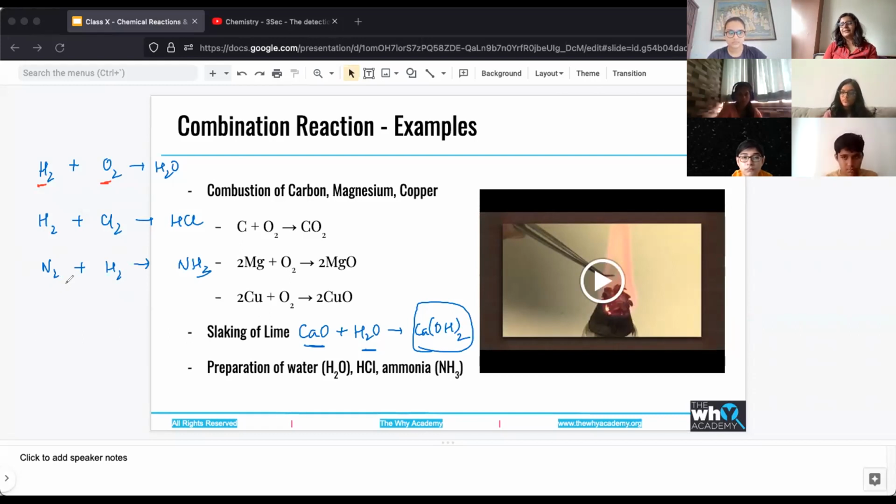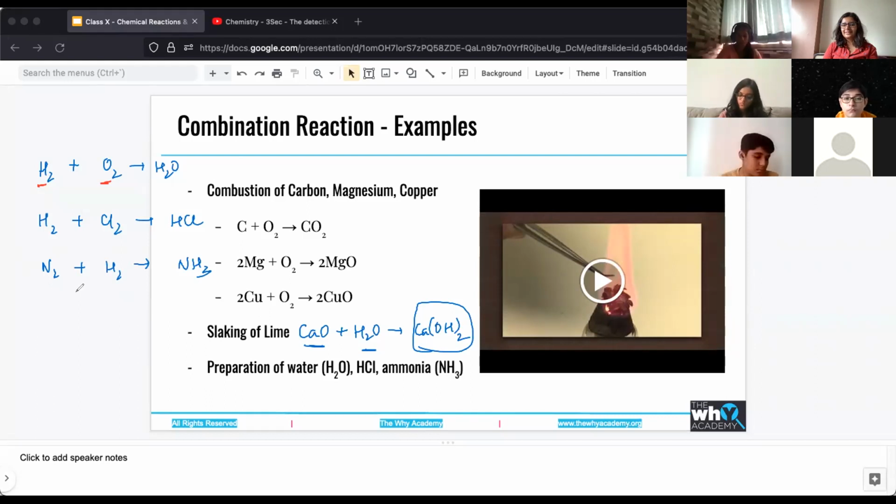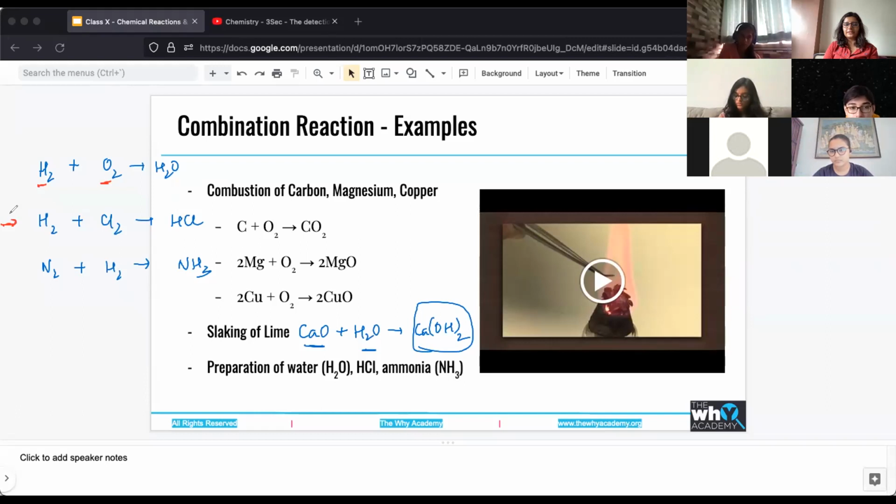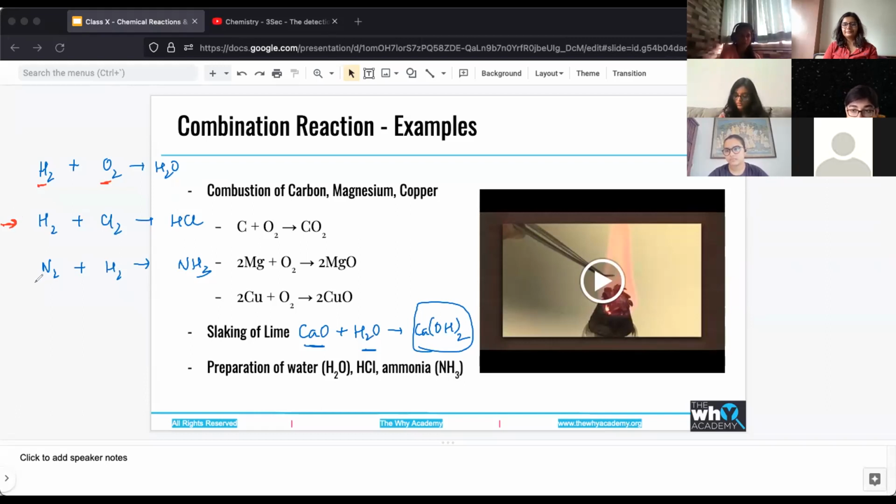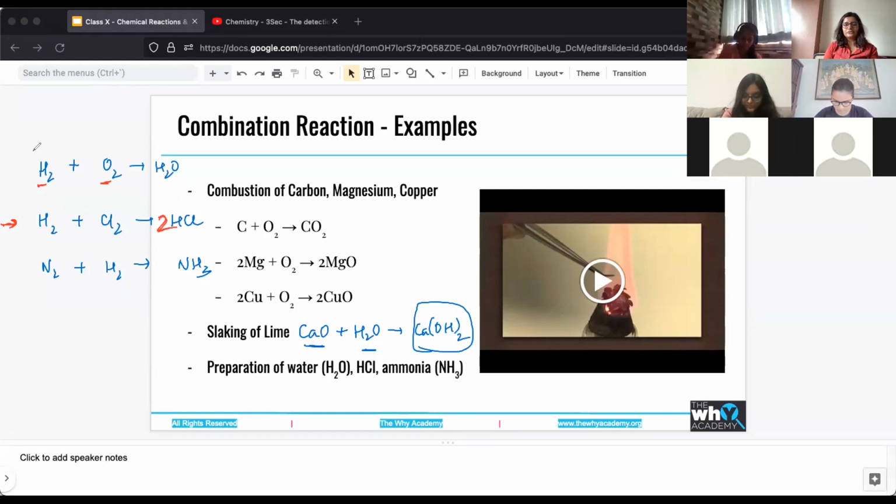Check, hydrogens are not balanced. That could be a typo, could be a calculation mistake. Either way, just check what you sent, Kashvi. So Crystal, you are to give me the answer for this one, the balanced equation. So H2 plus Cl2 is 2HCl. 2HCl is absolutely right. Very good, correct. Arya has also answered. So this will be 2H2 plus O2 gives 2H2O.